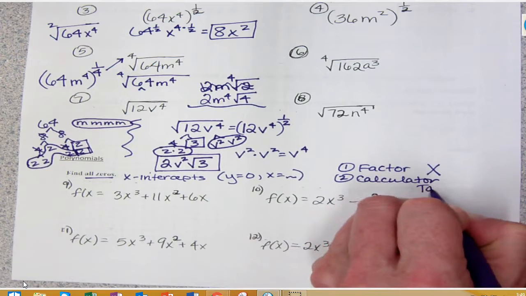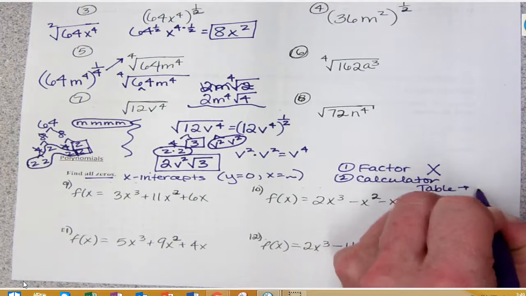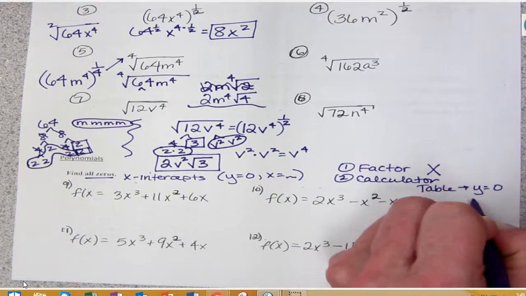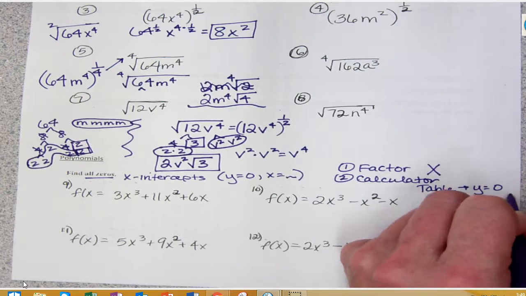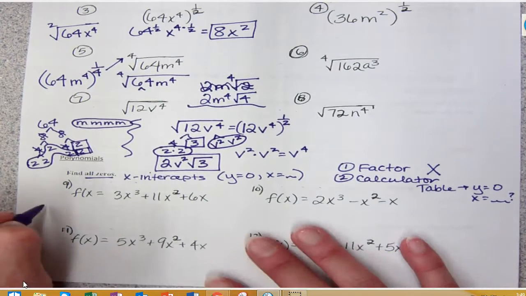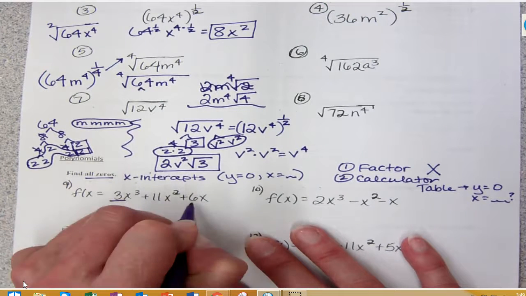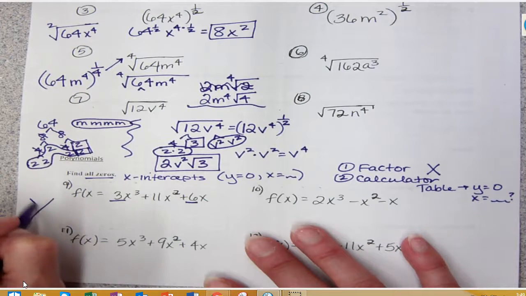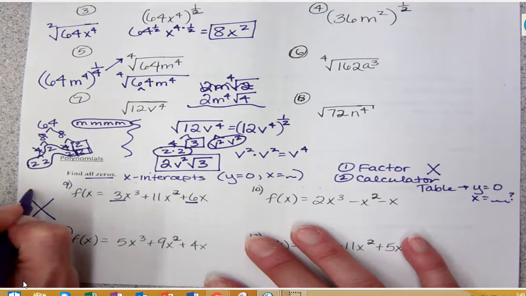So your table, you're going to be looking for all the places that y equals 0 and x equals whatever it is. So I'm going to factor it first, and then I'll show you how to do it on the calculator. So I'm going to multiply my a and my c, and I'm going to get 3 times 6 is 18.